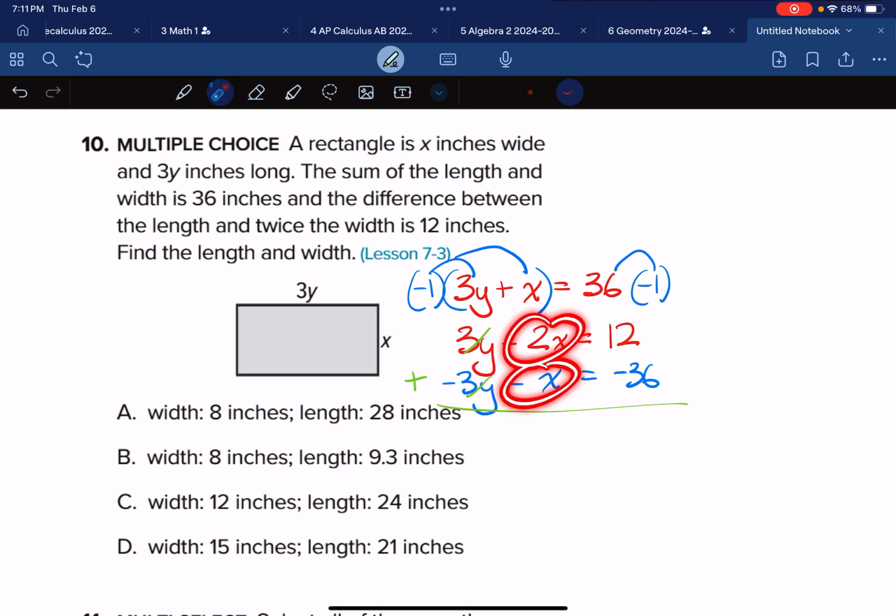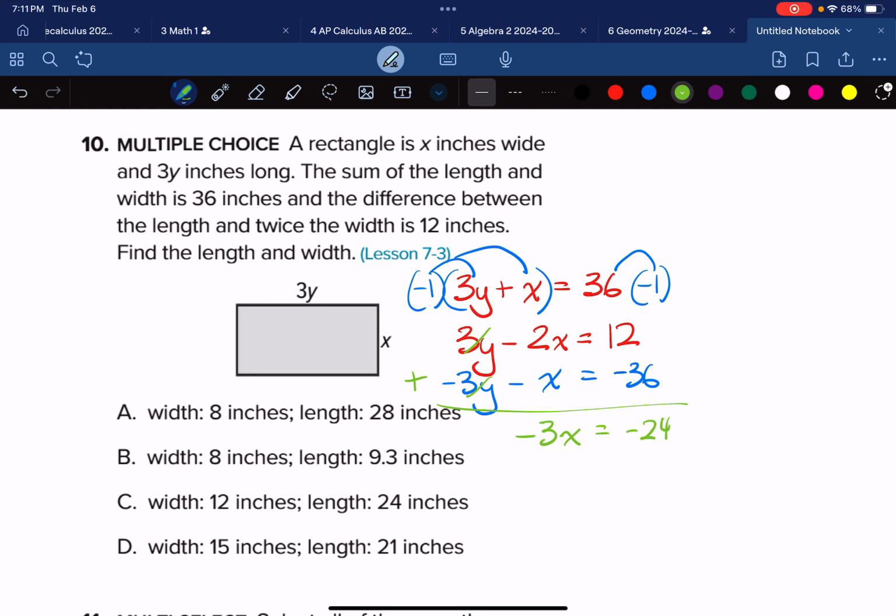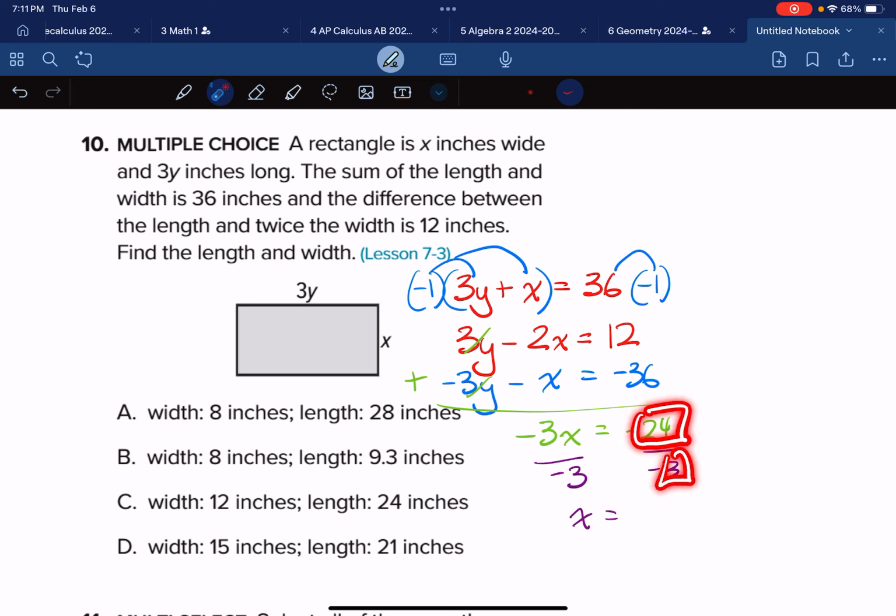Negative 2x and a negative x are going the same direction. I have a negative 3x, and it's going to be equal to, adding these together, a negative 24. And I can divide both sides by negative 3, so that x is equal to, okay, be careful here, negative divided by negative is a positive, 24 divided by 3 is an 8, so it's a positive 8.